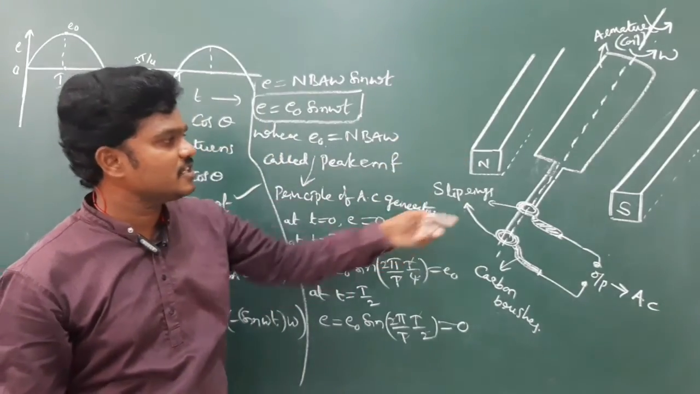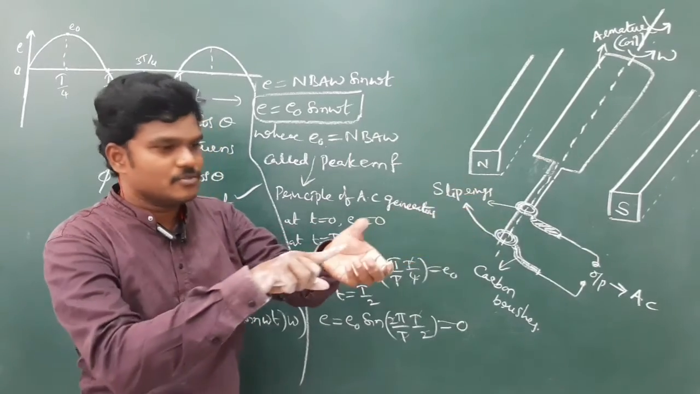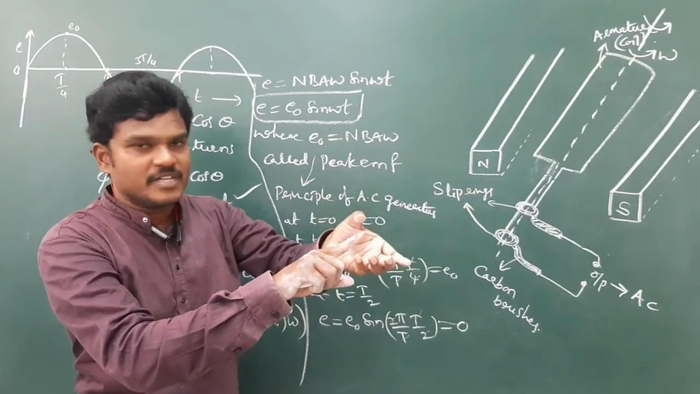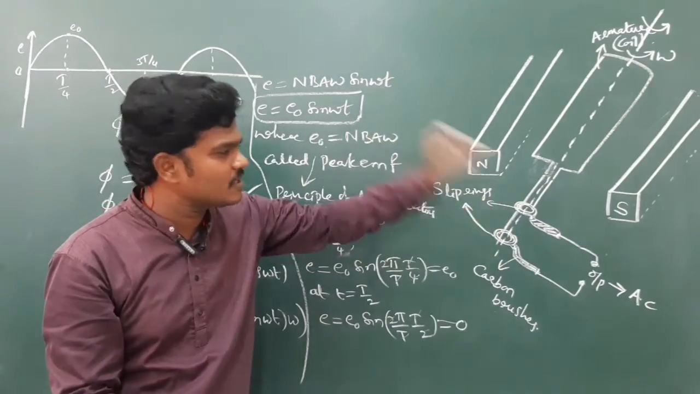The other end of the armature is connected to the slip rings. There is some handle arrangement, and that is connected to the slip rings. The coil rotates, but it cannot slip from the slip rings. The contact is maintained all the time.